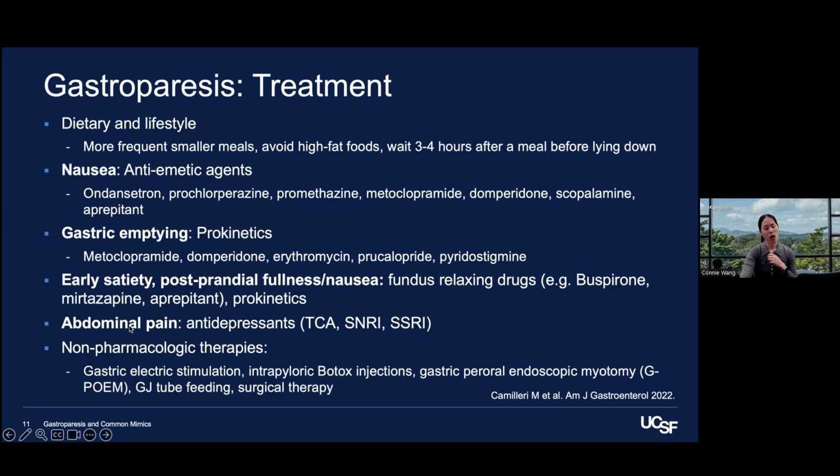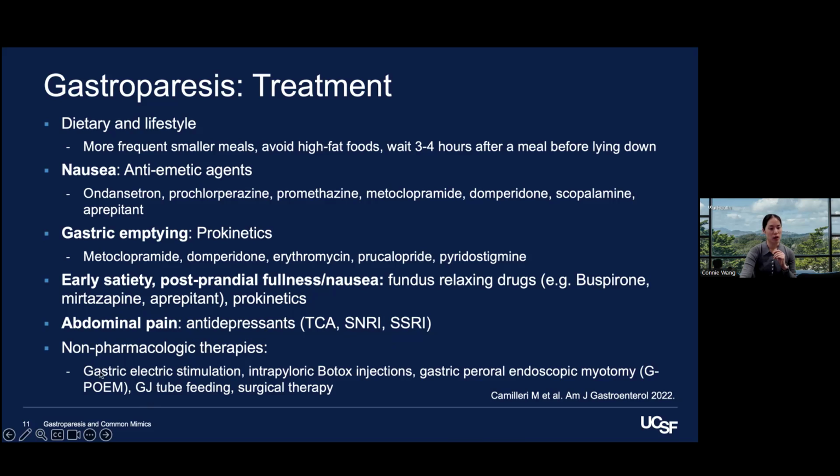And then lastly, abdominal pain. This is actually not something that's highlighted, or necessarily included as a recommendation, in the guidelines. But I do find that many of these patients have abdominal pain, and it is probably underdiagnosed and undertreated. Classically, we think of antidepressants, in particular the TCAs, which really have the best data for treatment of abdominal pain. We think this is likely related to some visceral hypersensitivity going on. But you can also consider SNRIs and SSRIs as well.